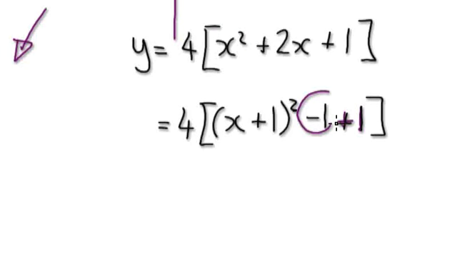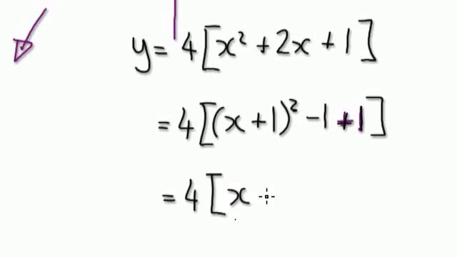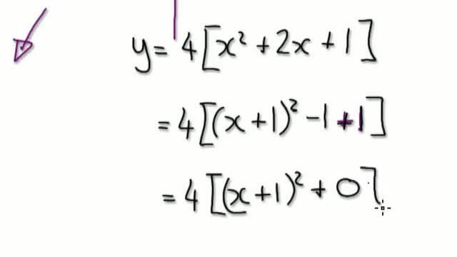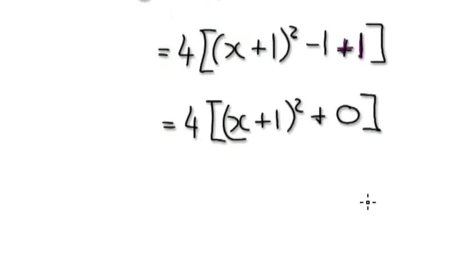Now merge these two together. Minus 1 plus 1 becomes 0. So this will be 4 times (x plus 1) squared. We don't need it, but I'm just going to put the plus 0 in here.